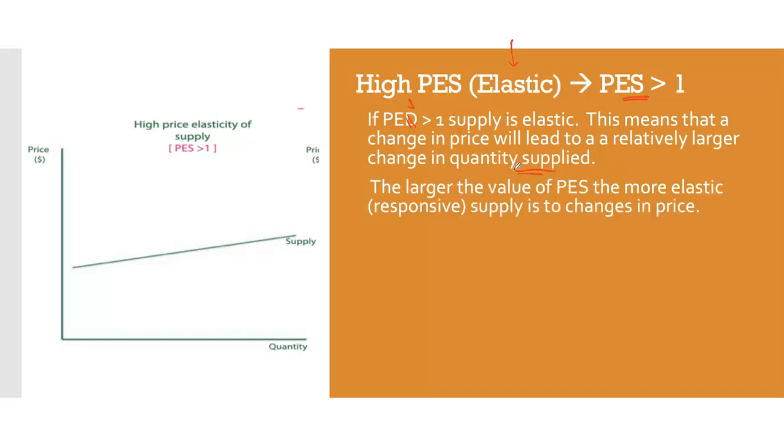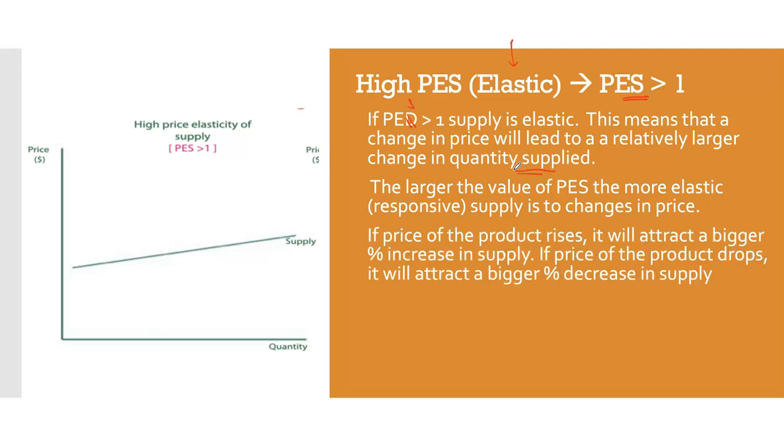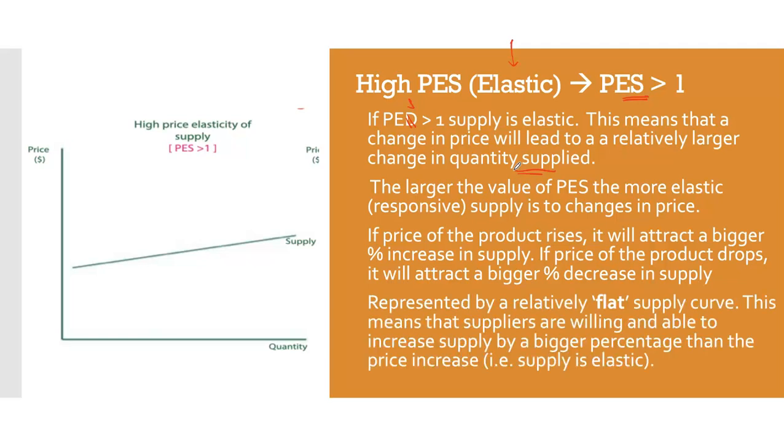So this means the larger the value of PES, the more elastic, the more responsive supply is to changes in price. So if the price of a product rises, if it is elastic, it will attract a bigger percentage increase in supply. If the price of the product drops, it will attract a bigger percentage decrease in supply. This is represented by a relatively flat supply curve. This means that suppliers are willing and able to increase their supply by a bigger percentage than the price increase.